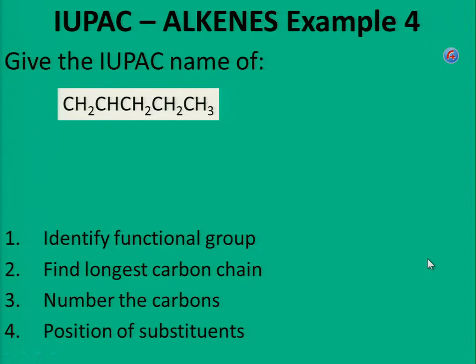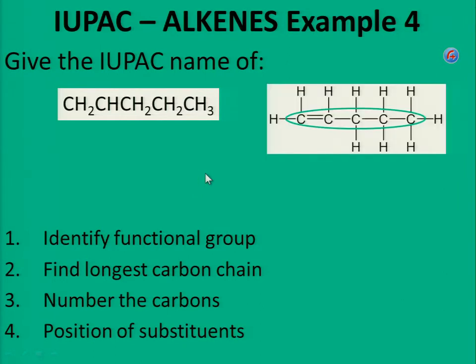Example 4. The IUPAC name of this molecule. Now you have to draw the molecule so that you can see what's going on. There you go. CH2, CH2, CH, CH. There has to be a double bond between these 2 carbons. Why? Because a carbon always forms 4 bonds. So there aren't any hydrogens bonded to these two carbons other than these two and that one. And therefore you need a double bond there, otherwise the carbons do not have 4 bonds.